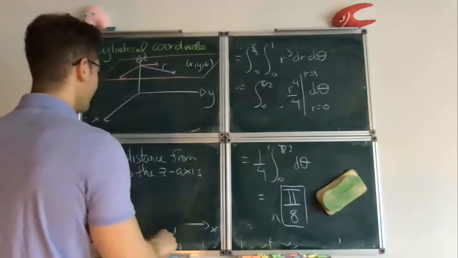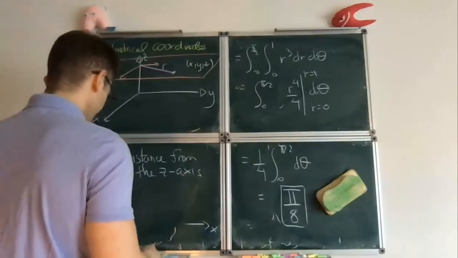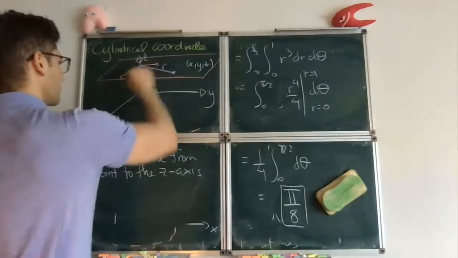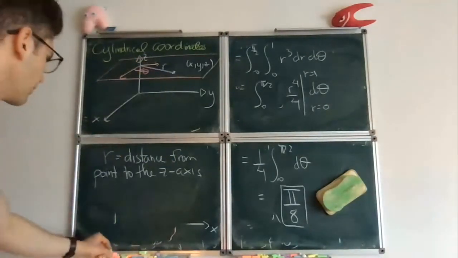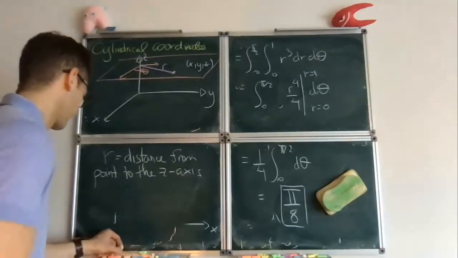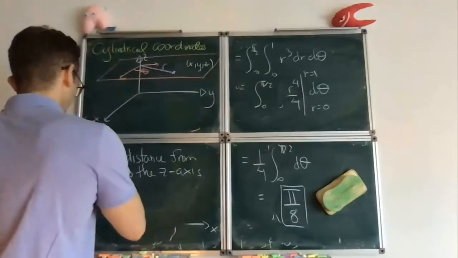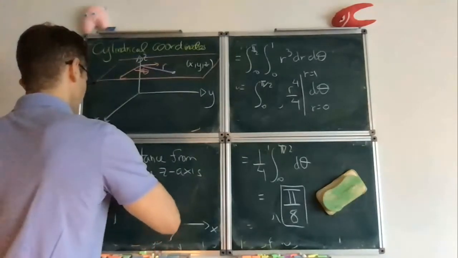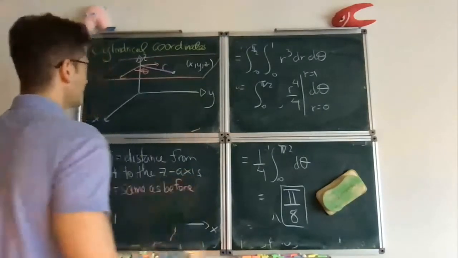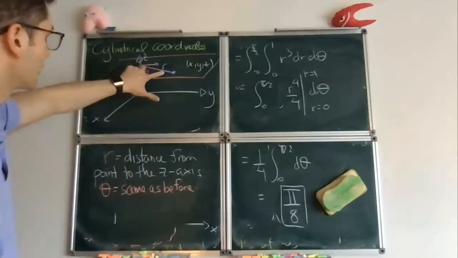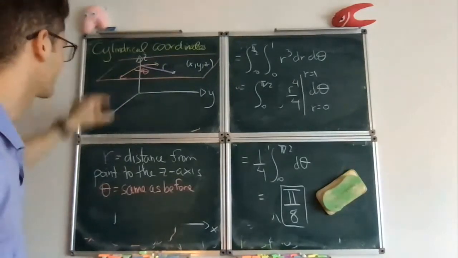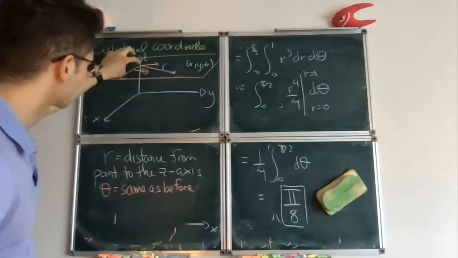And then theta still means the same, the angle between that segment and the x-axis, same as before. So it is the angle between this purple segment and the x-axis, or the lifted copy of the x-axis. You have to move it first so that it has the correct height.